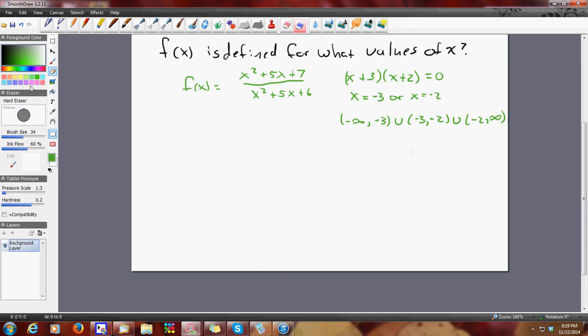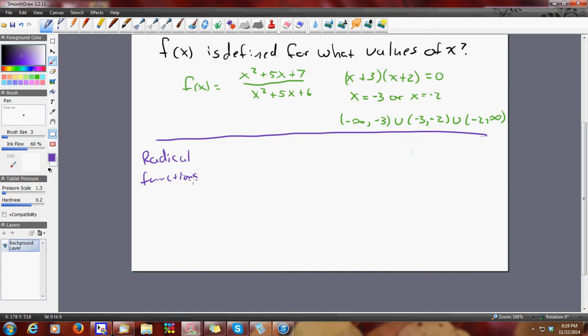The last one I wanted you to see, and I'm going to change to, ooh, this purple looks gorgeous. So this purple one is radical functions. And here's the deal. You have something like f of x equals the square root of x minus 3. Just remember, you can't have a negative underneath, so I'm going to say x minus 3 equals 0. Add 3. I get x equals 3. And so my domain is anything that's 3 or greater. So it's going to be 3 to infinity.